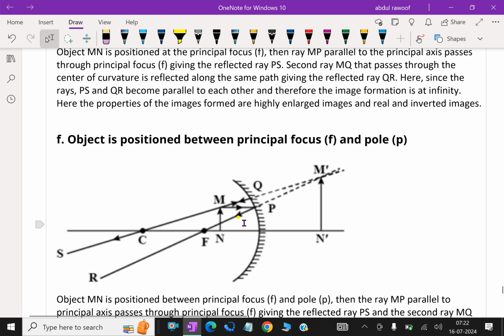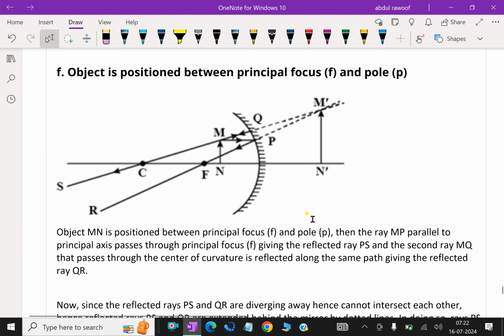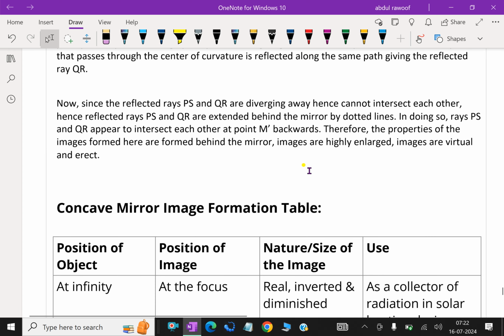Virtual and erect means here MN is the object and M dash N dash is the image. It is highly enlarged and erect. It is virtual, not a real image.